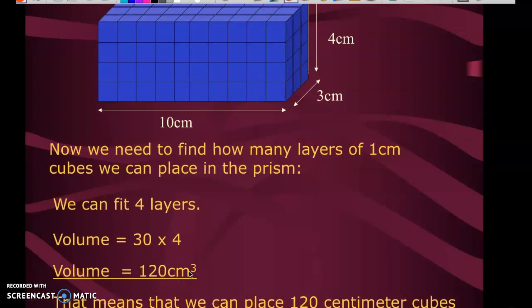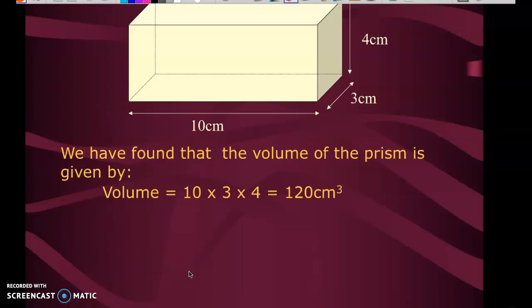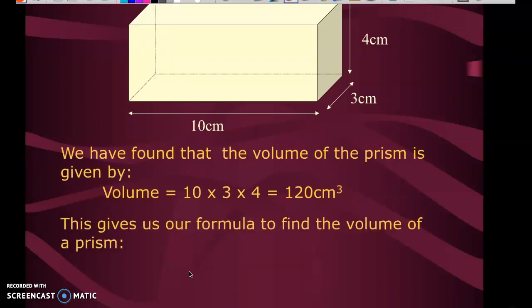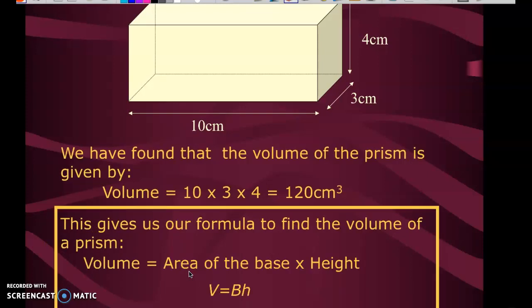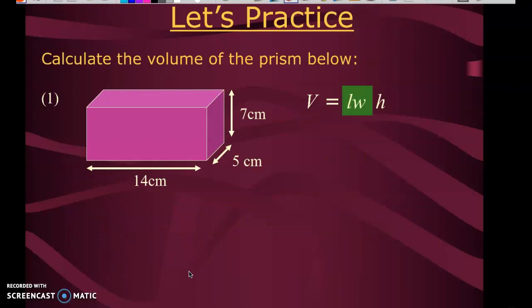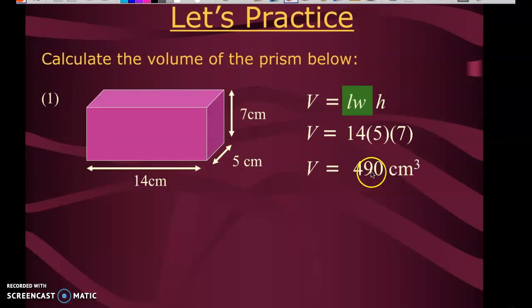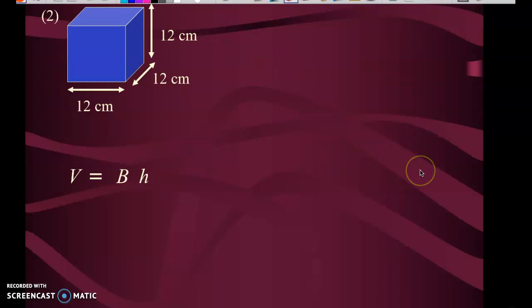Pay attention to those centimeters. So we could put 120 centimeter cubes in that prism. Now we've found that the volume of the prism is given by 10 times 3 times 4. That gives us the volume, which is the base times the height, or length times width times height. Take this example. Notice, once again, I have my length, my width, and my height. So it is 14 times 5 times 7. That would give me 490 centimeters cubed.